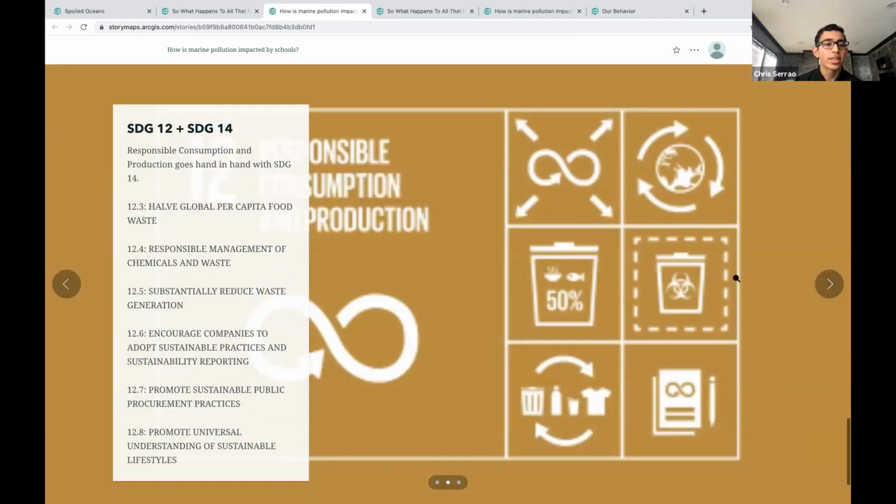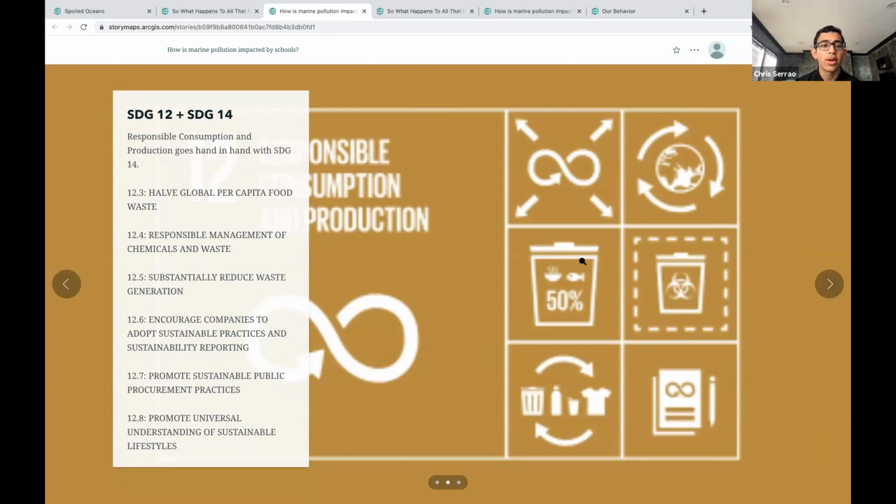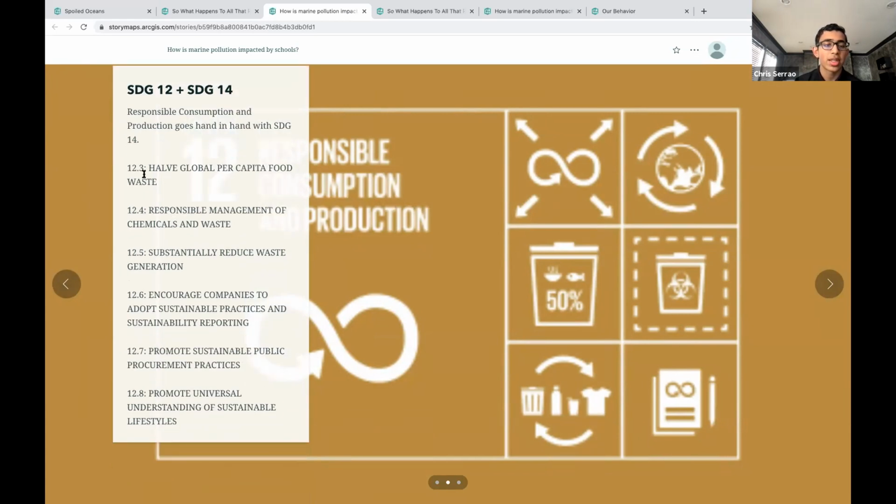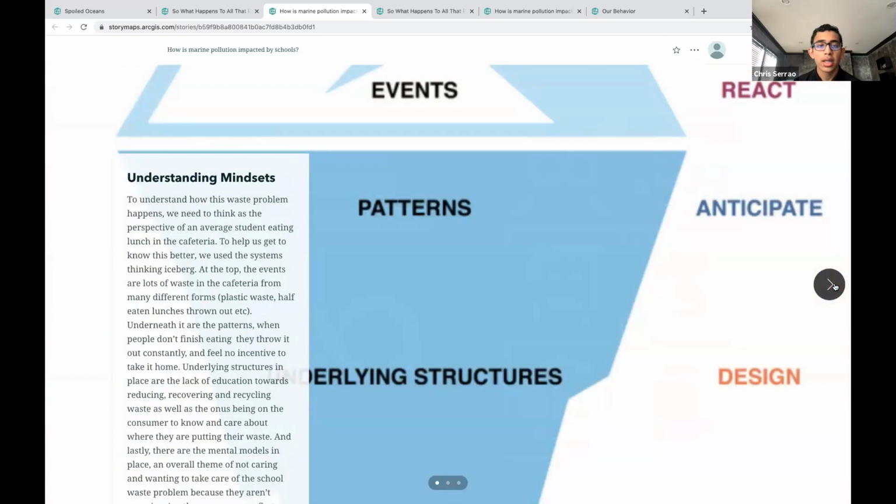And then we also related it to Sustainable Development Goal 12, responsible consumption and production, and I think it just goes hand in hand with it. I thought that was pretty interesting, where you can have global per capita food waste, responsible management of chemicals and waste, as we saw before, waste generation, encouraging companies to adopt sustainable practices. Like I said, the burden shouldn't be on the consumer, and procurement practices and sustainable lifestyles. All of those apply.